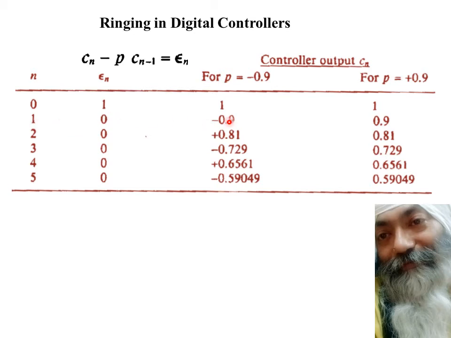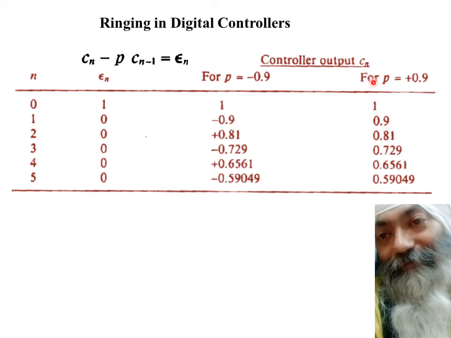This we had seen, and as you go on doing it subsequently, you will find that in the next step the value of controller output is plus 0.81, then it becomes minus 0.729, then it becomes plus 0.65, then it becomes minus 0.59 and so on and so forth. So you see that the output of controller is continuously varying from the positive sign to the negative sign to the positive sign to the negative sign to the positive sign, and so on and so forth.